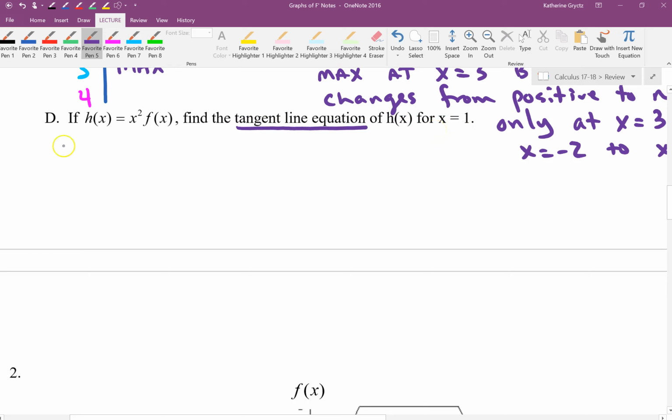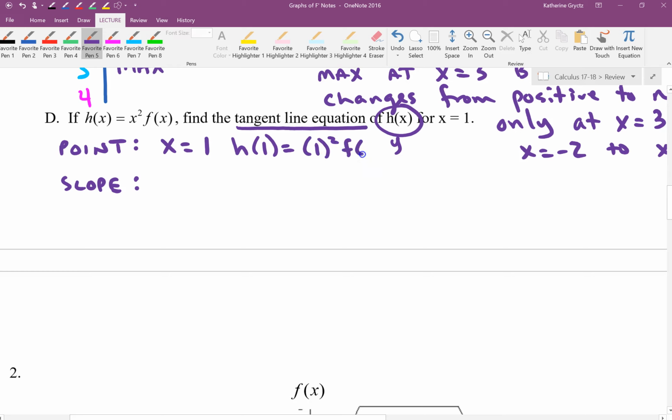There are two things you always need for a tangent line: a point and a slope. A point is simply an x and a y. So we have x equals 1, and we need a y. Since we're looking at h of x, that's our y, so we need h of 1. Well, h of 1 would be 1 squared times f of 1. And 1 squared is pretty easy, but you're going, what is f of 1?